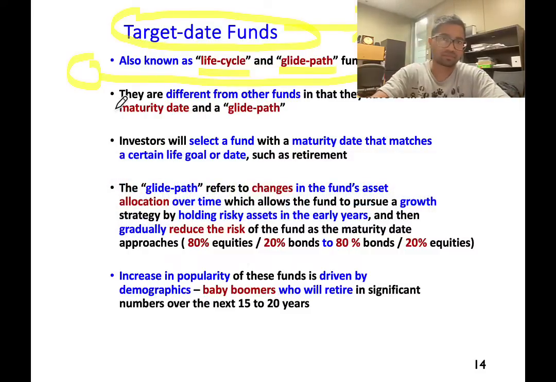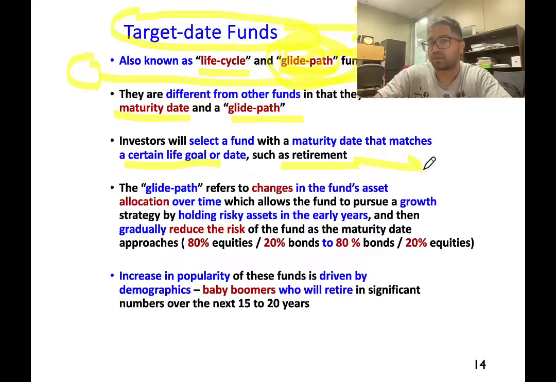Glide path is an important term because it's very unique to target date funds. Anytime you hear glide path in your exam, they're talking about target date funds. So an example of a question: which of the following will have a glide path? The answer is target date funds. They're different from other funds in that they have both a maturity date and a glide path. Investors will select a fund with a maturity date that matches their life goal, such as retirement.